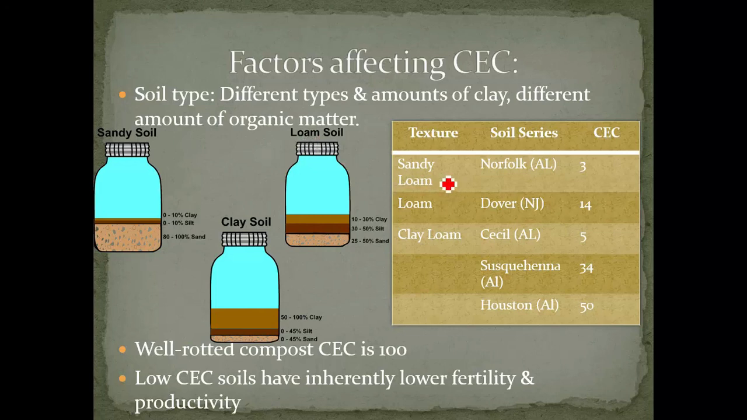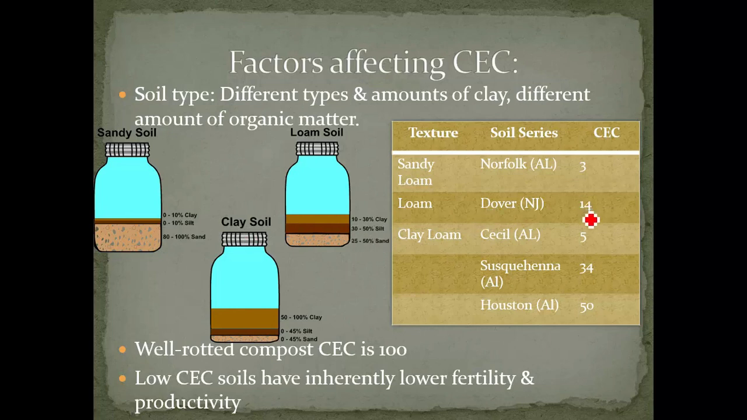For example, a Norfolk sandy loam, which is a soil series name that occurs in Alabama, has a CEC of 3. Now, I won't tell you what the units are. They're milliequivalents per mole or something like that. I don't recall exactly, but 3. A loam soil has a little more clay content. Here's your sandy loam soil with 10% clay, 10% silt, and a bunch of sand in it. Your loam soil has a little more clay, a little more silt, and a little more sand.